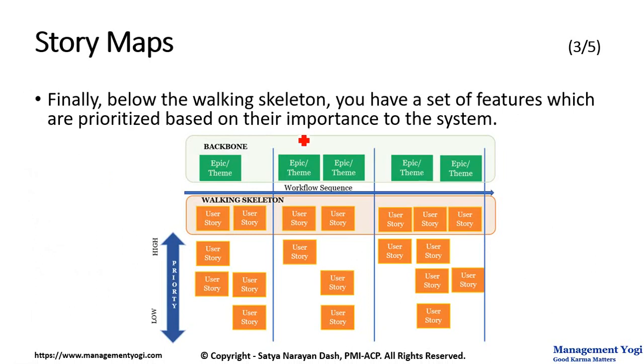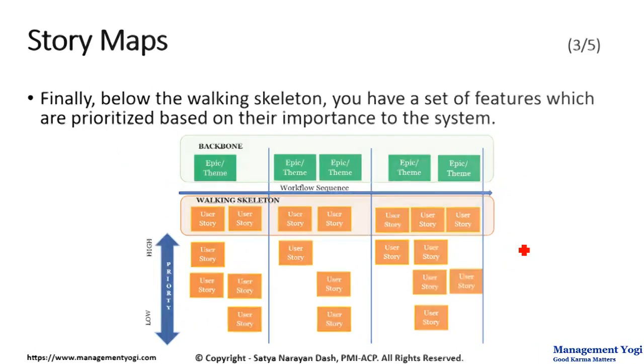And this story map is shown in this diagram below. First we have the backbone in the green color rectangle. Here we have epics and themes. Just below the backbone we have the working skeleton in the orange color rectangle, highlighted one, this one. And we have the workflow sequence or the sequence of steps. And below the working skeleton we have the features, the optional or the prioritized features. The high priority features will be towards the top, the low priority features will be towards the bottom. And as it is showing in the x-axis you have the timeline. This is the timeline, sequence of steps, whereas in the y-axis you have the features.